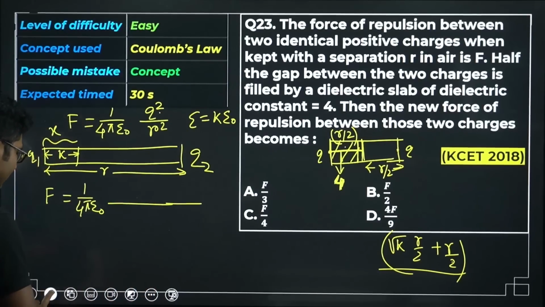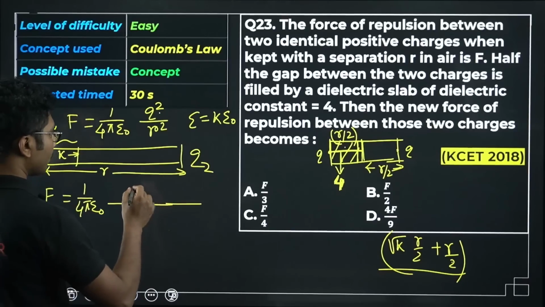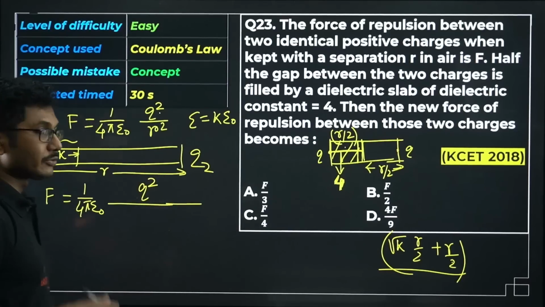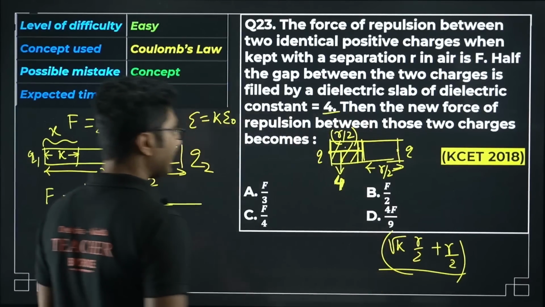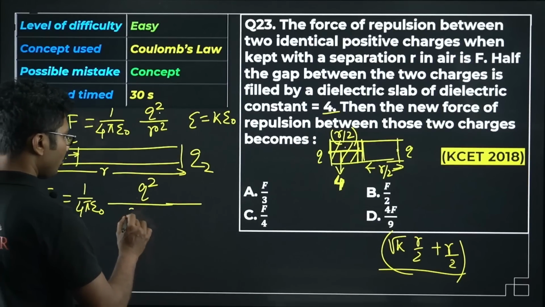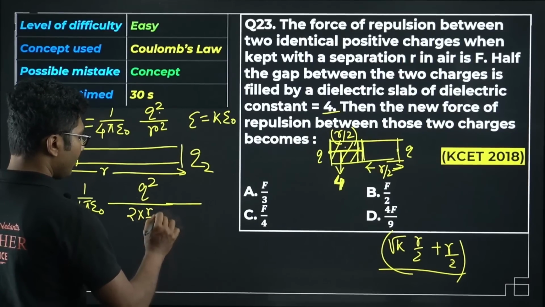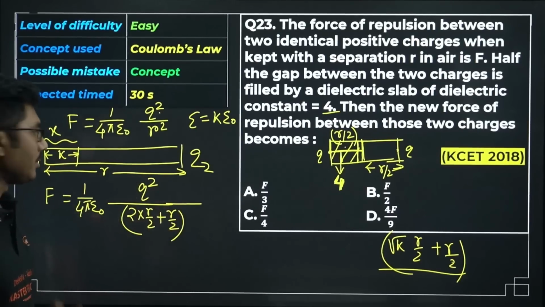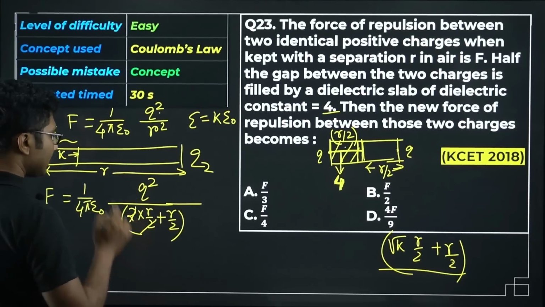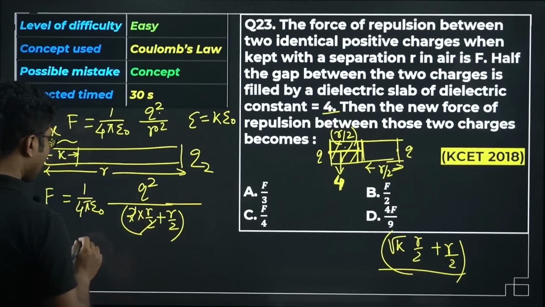So the dielectric constant is given in such a way that it is a whole number, so that you can take the square root of it. So square root of 4 is 2, so 2 into r by 2 plus r by 2. Okay, this is the main formula that you have to remember. So 2 cancels, you get 3r by 2.